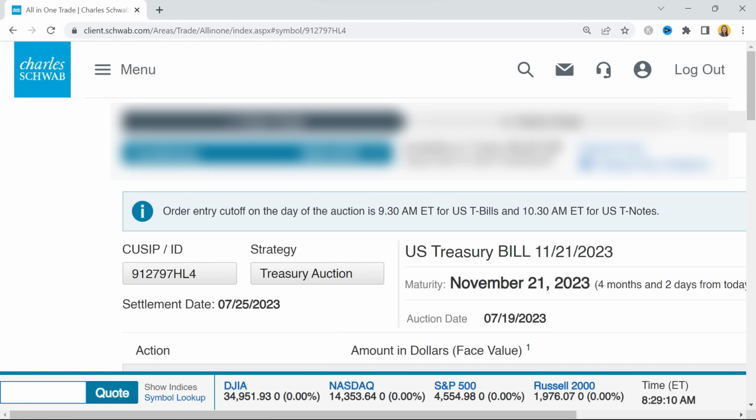For Schwab, order entry cutoff on the day of the auction is 9:30 a.m. Eastern Time for T-bills and 10:30 a.m. Eastern Time for Treasury notes. But as I always say, everyone's financial journey is different, and you should always follow a strategy that best suits your financial journey.